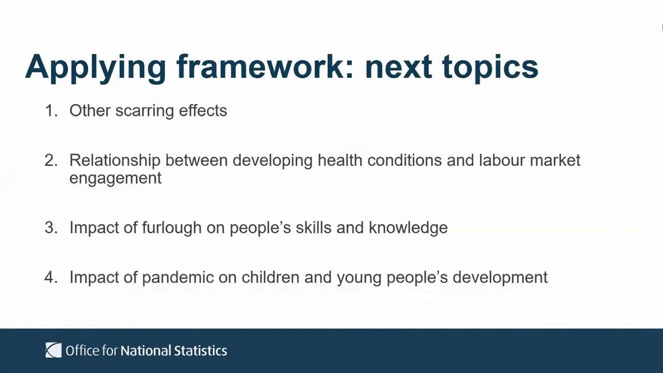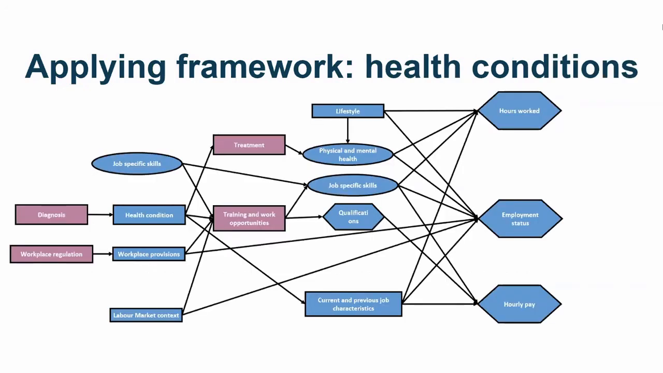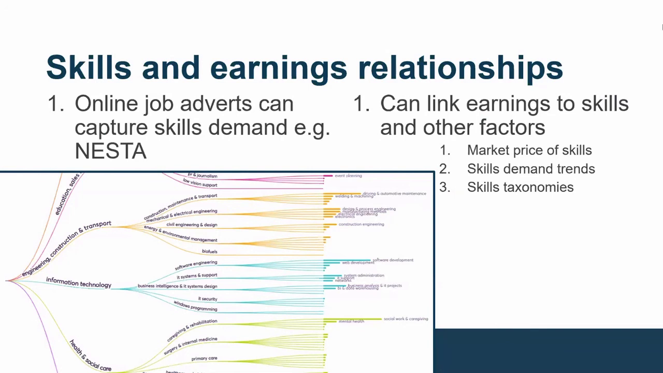So just to bring it back together, the application of the framework we're looking to apply onto a next set of topics, more on unemployment scarring, but also looking at the relationship between developing health conditions and ongoing labour market engagement, particularly later on in life, as well as how furlough has impacted on people's skills and knowledge directly, and how the pandemic has impacted on children and young people's development. What's in common with all of these is that this really moves us beyond what we can do with our current human capital stock methodology. I will skip that.